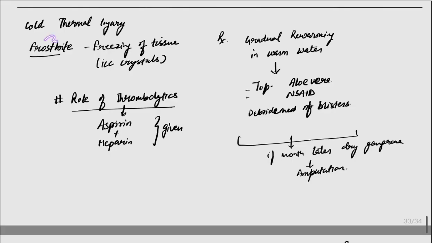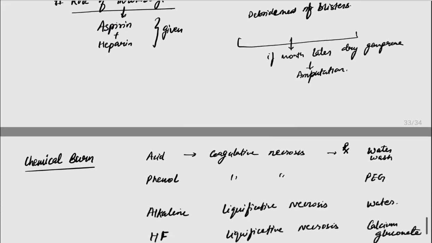Now coming to cold thermal injuries. For example, in case of frostbite, there is freezing of tissues. Treatment is gradual rewarming in warm water, followed by topical aloe vera and NSAIDs and debridement of blisters, and the patient is sent home. Several months later, dry gangrene develops and it is followed by amputation. There is a role for thrombolytics. It has been shown to improve outcome. We also add aspirin and heparin for the patient in case of frostbite.